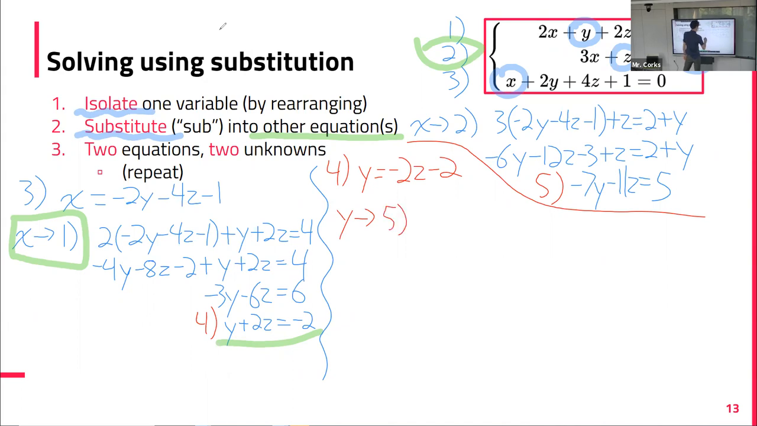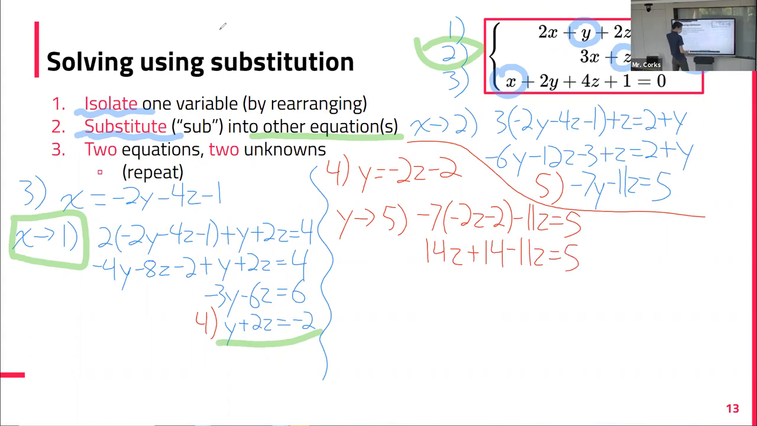So equation five: negative 7 times (negative 2z minus 2) minus 11z equals 5. So negative 7 times negative 2z is positive 14z, plus 14, minus 11z equals 5. And 3z is equal to, looks like negative 9z is equal to negative 3. So that looks like a very useful result. We've actually solved for one of the variables. So let's give that a label. We'll call that equation 6.